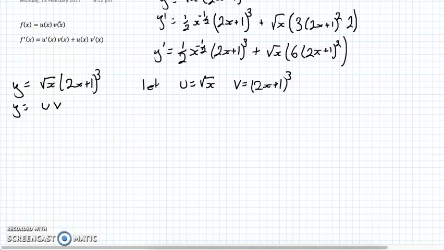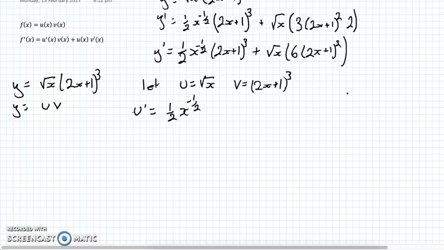See how now I've got u times v, except it's slightly different. Exactly the same though. So let's go through and individually work out what the derivatives of u and v are. So u dash is going to equal the derivative of this, which is just half x to the power of minus a half. Remember, rationalize it first, so x to the power of a half. Use our normal rule of differentiation.